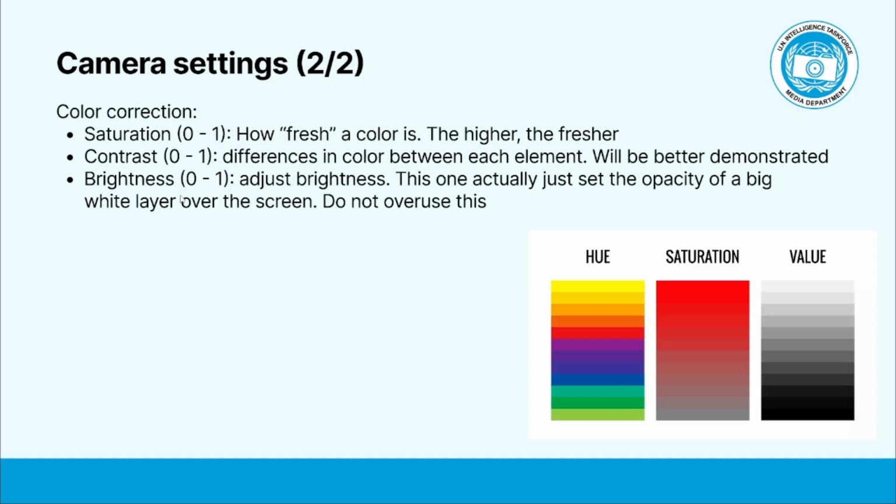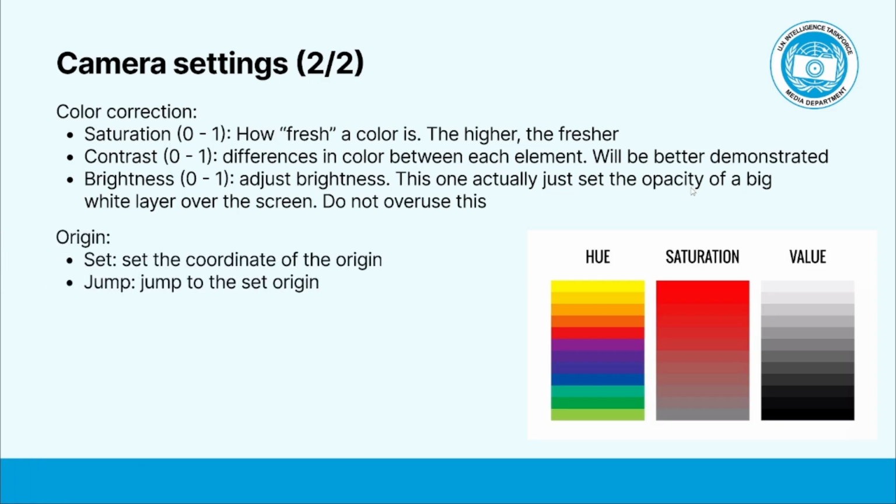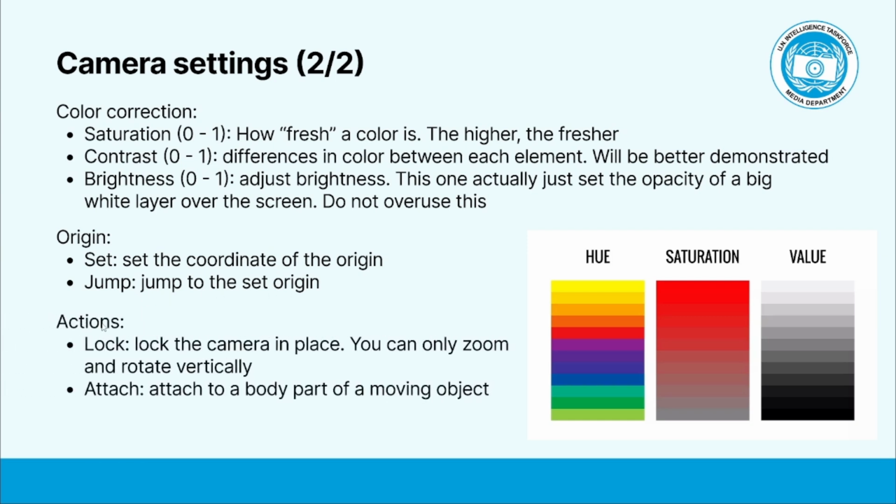It's supposed to adjust brightness, but in RGA, this one literally just sets the opacity of a big white layer over the screen. So try not to overuse this. And then for origin, we have the set the coordinate of the origin and also the jump to the set origin. And then for actions, we have the lock. We can lock the camera in place and we can attach it to a body part or moving object. So let's get an example over here.